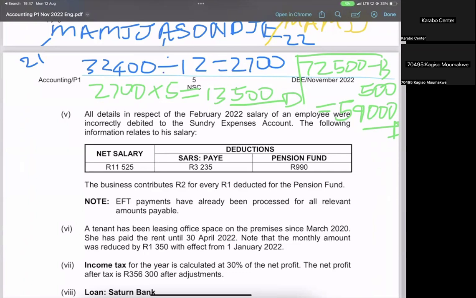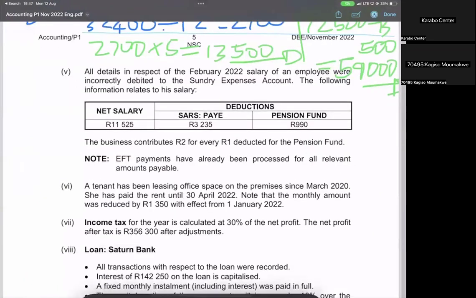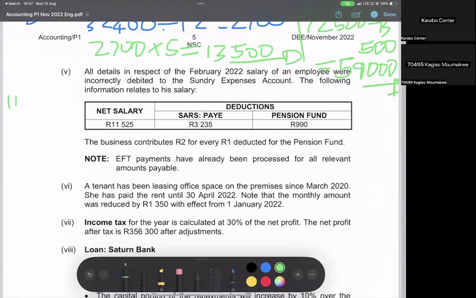So let's do it, guys. So you say net salary 11,525 plus 3,235 plus 990. So this is our gross salary. What we're going to get here is our gross salary. So our gross salary is 15,750.